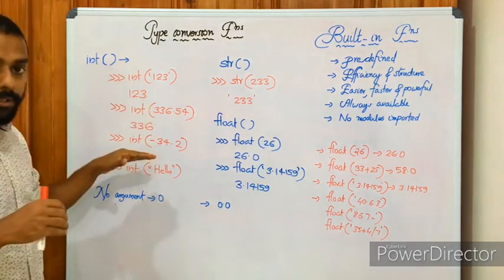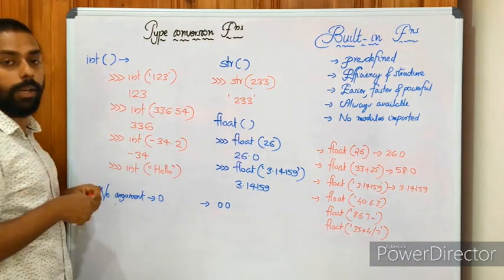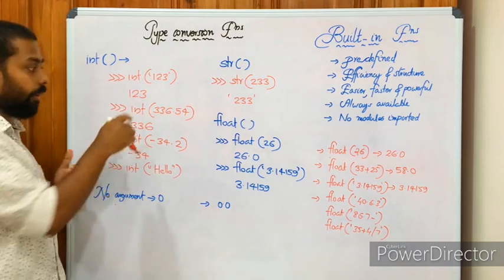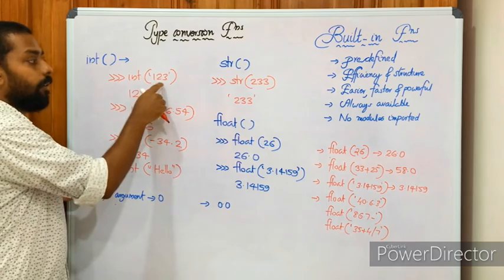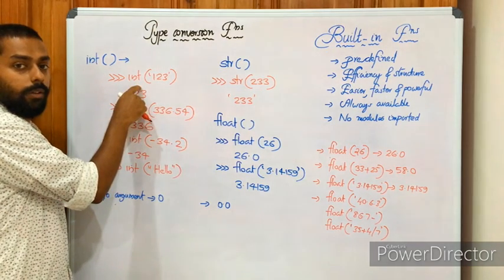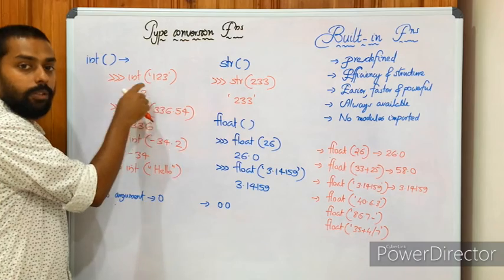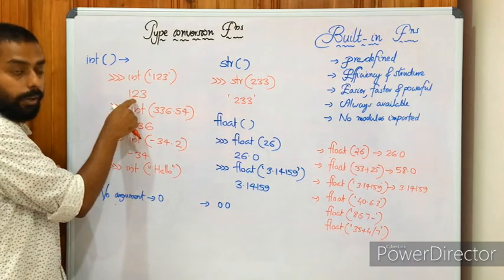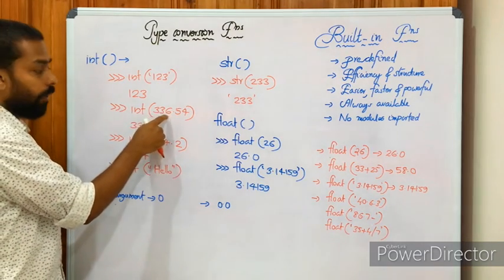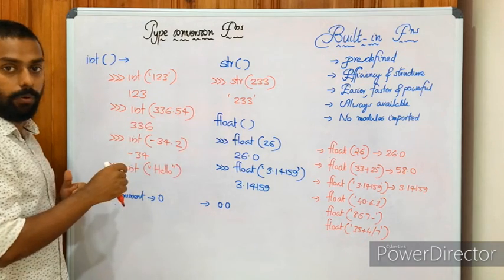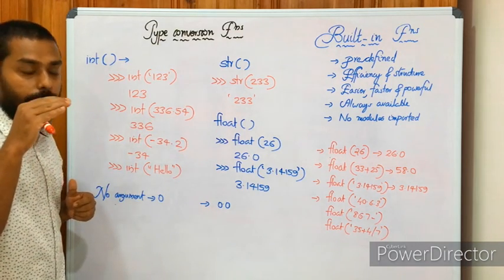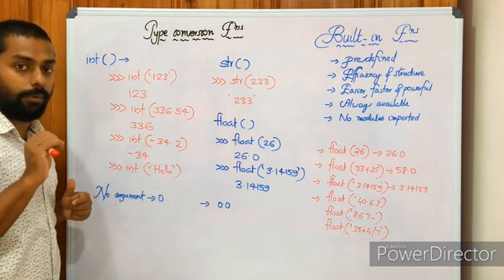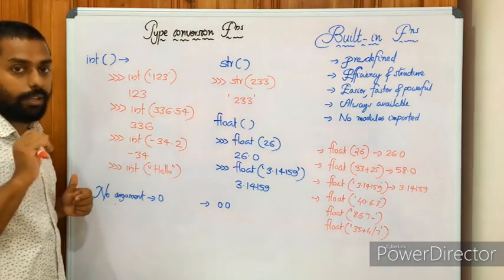We have some statements. First, int of "123". Here 123 is a string, which will be converted to integer type. We are passing a string to the int function, so the int function typecasts it to integer type. So "123" is the string input, which will be converted to the integer 123. Then we have a floating value, int of 336.54. 336.54 is a floating point value which will be converted to integer type using the int function. 336 will be the result.